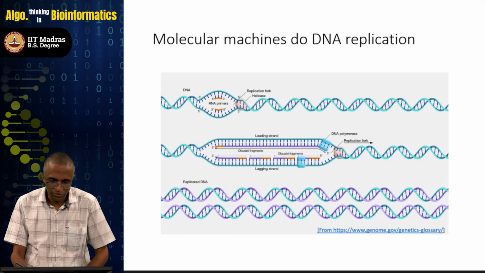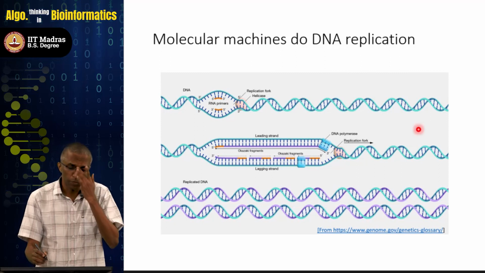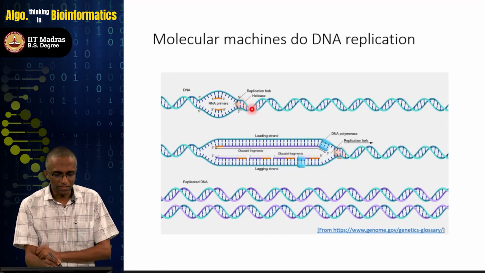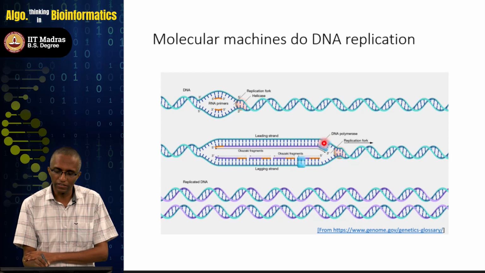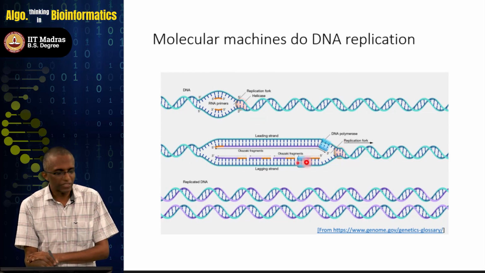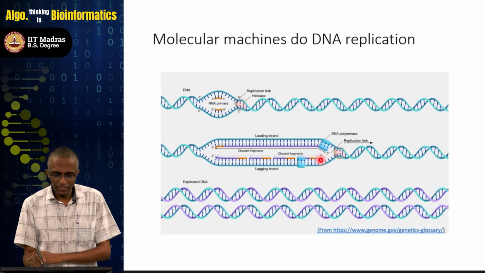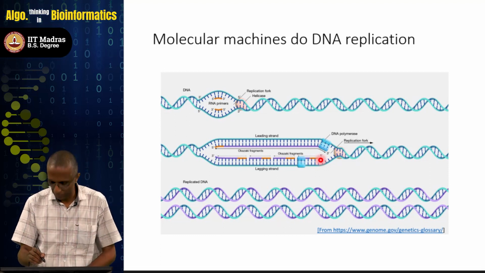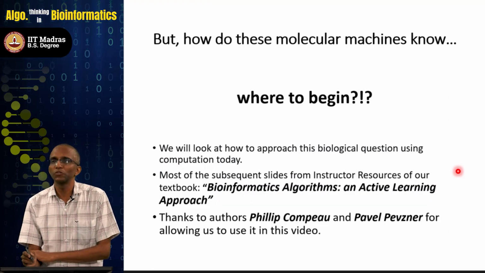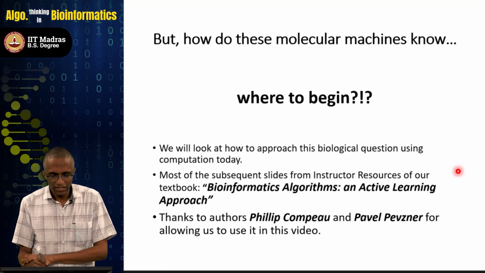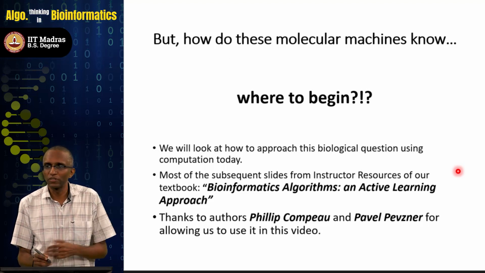There are many molecular machines that do DNA replication. By molecular machines I mean these different multi-protein or single protein units. You have helicases, shown in orange, and DNA polymerases, shown in blue. Helicases separate out the two strands, and then the DNA polymerase makes a copy of each of these strands. But a key question is, how do these molecular machines know where to begin this process? That is what we will focus on in this session today.